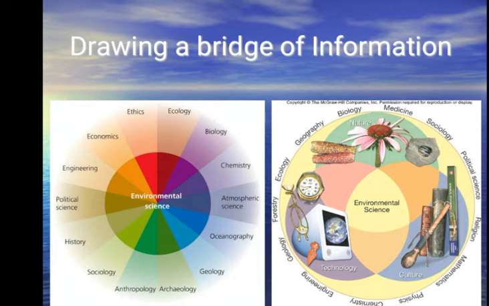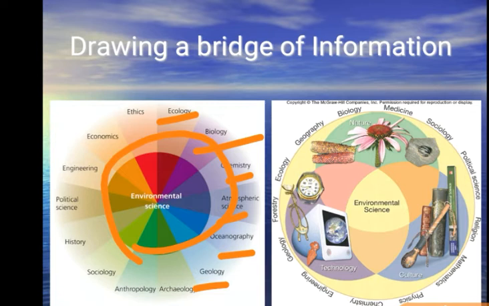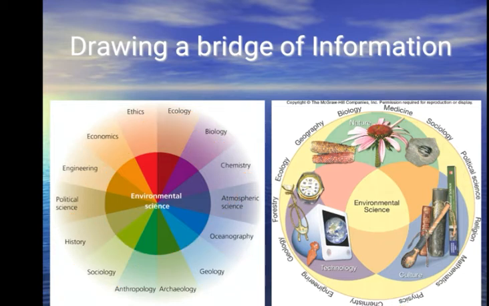Drawing a bridge of informations. Here we have different sciences like biology, chemistry, atmospheric science, oceanography, geology. Environmental science includes all these topics: ecology, biology, ethics, economics, engineering, political science, history, sociology. All these things are included. And also medicine, how medicine affects the environment. So many sciences are there. So it is a bridge of informations.